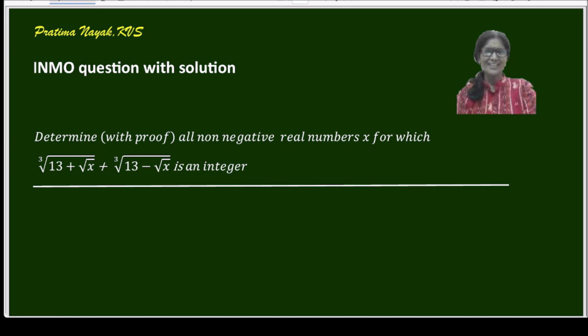Today I have taken a question from the National Math Olympiad. Determine with proof all negative real numbers x for which cube root of 13 plus square root of x plus cube root of 13 minus square root of x is an integer. We have to find what is the value of x for which this whole thing will be an integer.